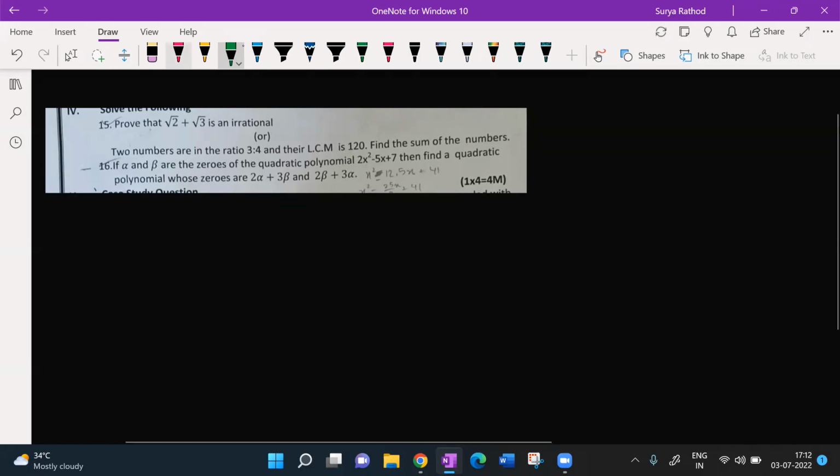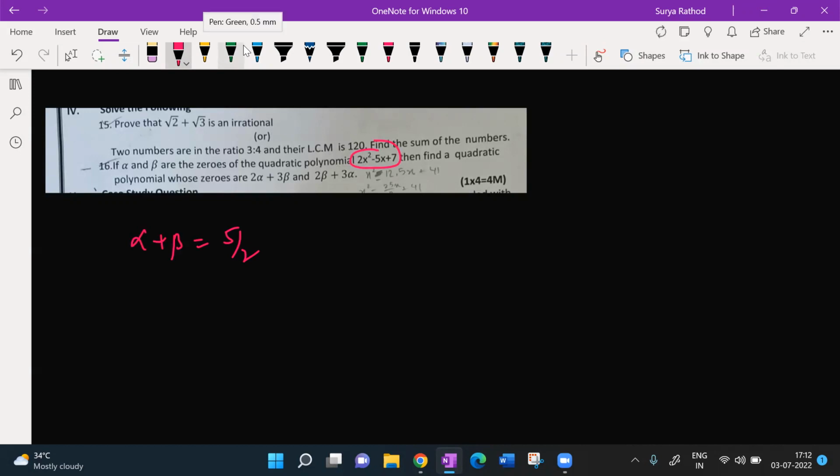Okay. So alpha and beta are the zeros of the quadratic polynomial. Alpha plus beta is what? Minus b by a, so 5 by 2, correct? Minus b by a is minus of minus, plus, so 5 by 2. Correct, beta? Yes, sir. Product of the roots is what? c by a, so 7 by 2.